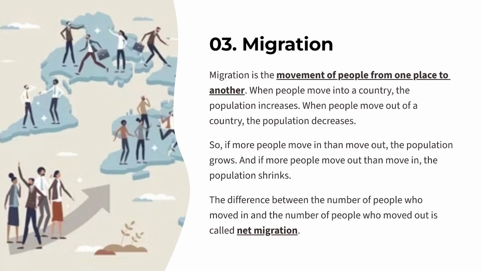Migration doesn't only change the size of a population, it can also change its structure. For example, if most of the people leaving are young and skilled workers, it affects the labor force and development of the country. But if people return home after gaining experience abroad, they can help the country grow faster. Migration, birth rate, and death rate all work together to shape how a country's population grows or shrinks over time.